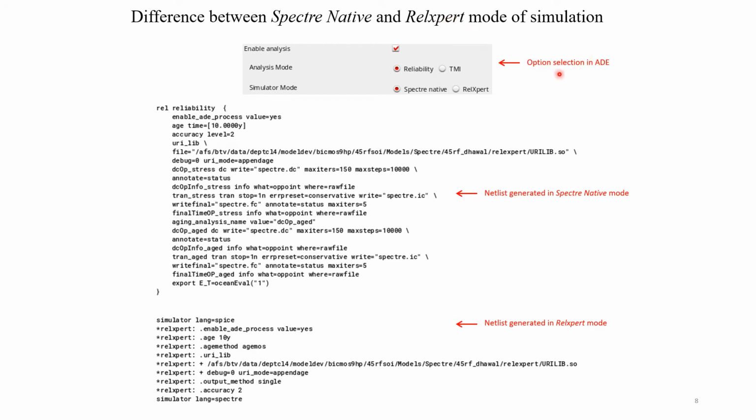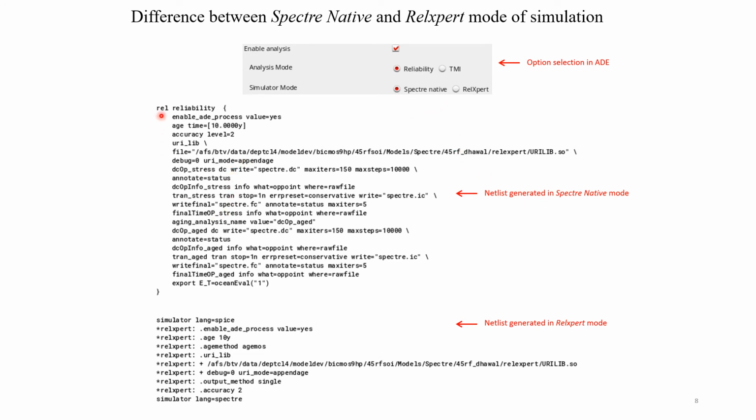Basically, if you want to simulate reliability, and you click on reliability in the ADE option, you will see this simulator mode, and it will say Spectre native or RelExpert. Fundamentally, these two produce the same output. However, the netlists that are generated with these selections are different.